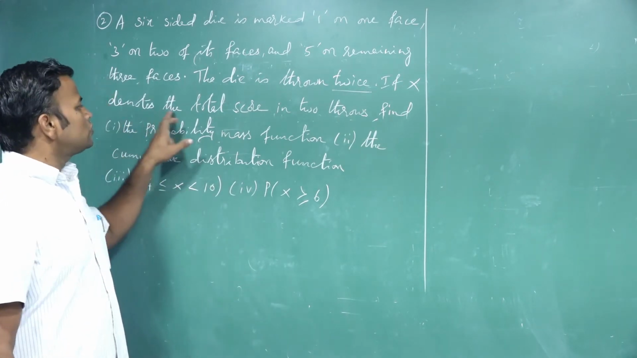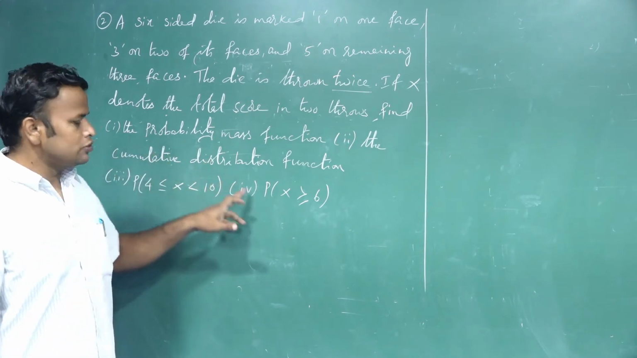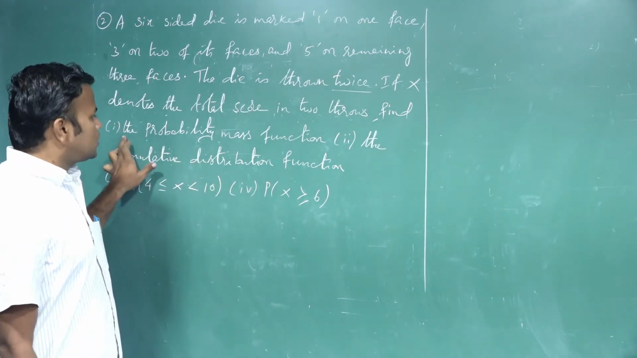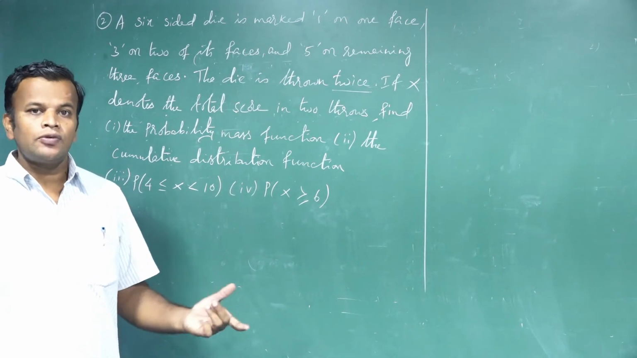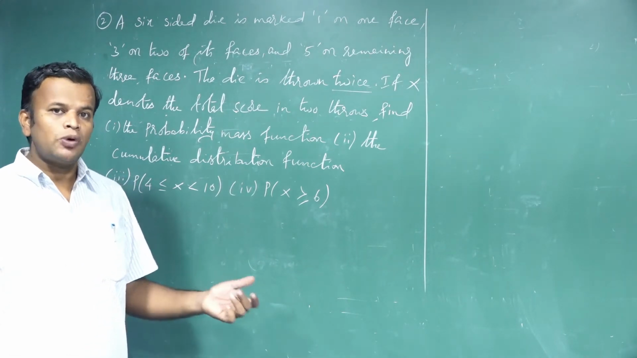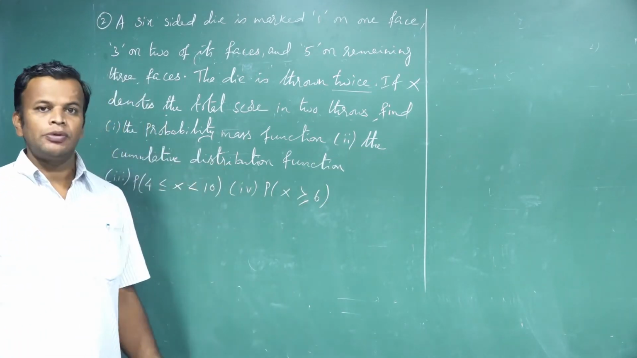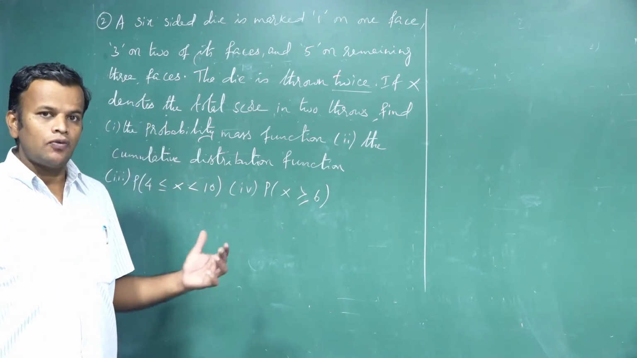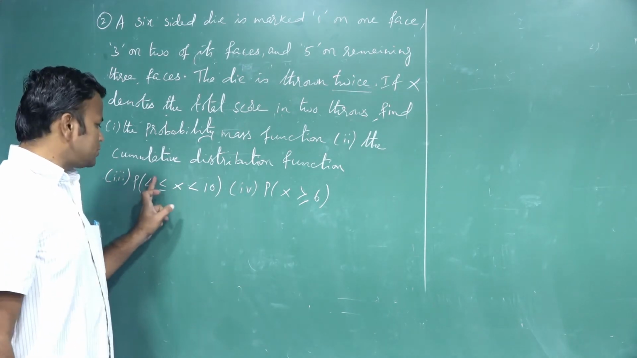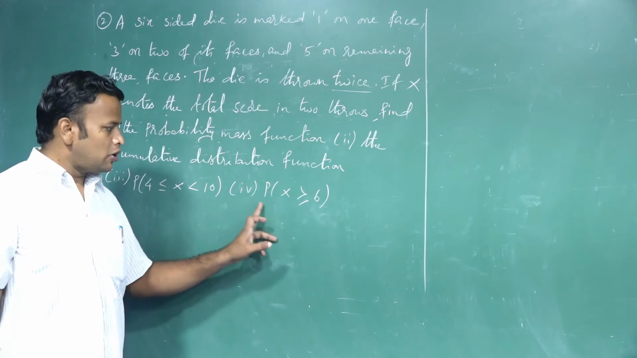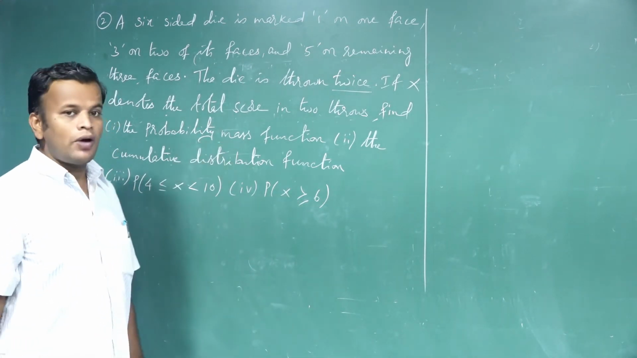If X denotes the total score in 2 throws, then find the following. First one, the probability mass function. The symbol of probability mass function is f of x or P of capital X is equal to small x. And the next one is the cumulative distribution function, whose symbol is capital F of x. And to find some probabilities: P of 4 less than or equal to X less than 10, P of X greater than or equal to 6. To find all the probability values.